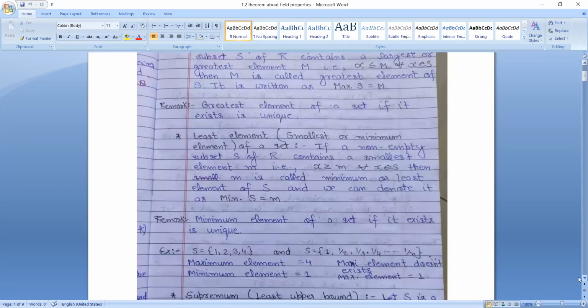Least element means the smallest element of the set. If a non-empty subset S of R contains a smallest element m, that is, x is greater than or equal to m for all x belongs to S, then m is called the minimum or least element of S, and we can denote it as min S is equal to m. The minimum element of the set, if it exists, is also unique.